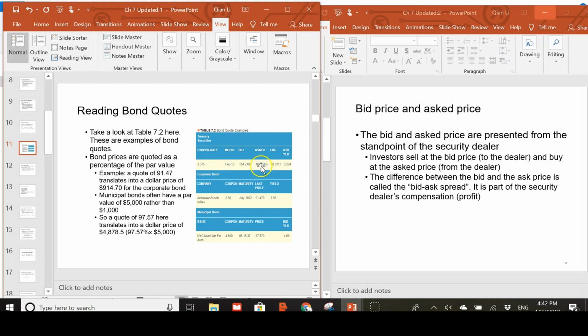The dealers will try to buy at a lower price here, and they will try to sell at a higher price here. You see the difference between these two prices. That's called the bid-ask spread. And you can imagine by buying low and selling high, the dealers can make a profit. Again, if you want to buy, you will pay the ask price. And if you want to sell, you will receive the bid price.